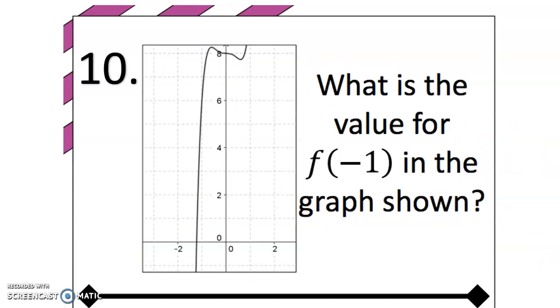Number 10, another graph. What is the value for f of -1? So again, it's the input, which is x. So I'm going to go to the x-axis, and I'm going to go over to -1. So that's right here. I'm going to look down, and there's nothing. Then I'm going to look up. It's kind of hard to see, but it's in the corner right there, which matches up to 5. So my answer is 5.